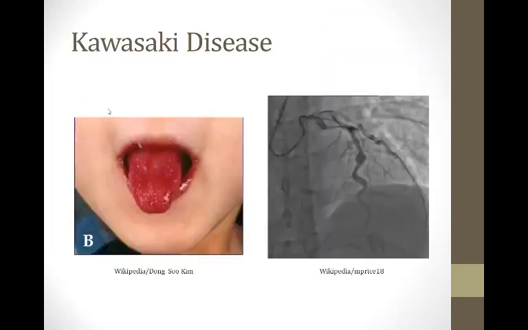On the left side of the screen is a picture of a child with a bright red tongue to remind you that strawberry tongue is a finding in Kawasaki's disease. And on the right side of the screen is a coronary angiogram. Now, children should have very, very healthy coronary arteries, but this coronary artery has a big bulge right here. That is an aneurysm, and that is what can occur in Kawasaki's disease, and it can lead to death of the child. And that's why this is such a serious condition.